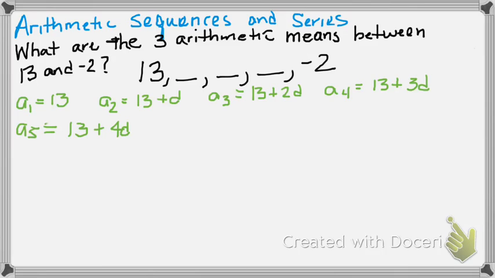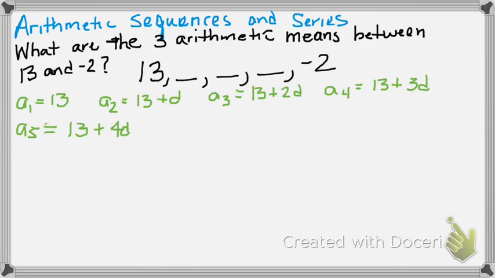Your second term you would get by adding the common difference d to 13, so a sub 2 equals 13 plus d. Your third term you would get by adding 13 plus 2 times the common difference, which is 13 plus 2d. The fourth term would be 13 plus 3 times the common difference. And then your fifth term would be 13 plus 4 times the common difference, or 13 plus 4d.